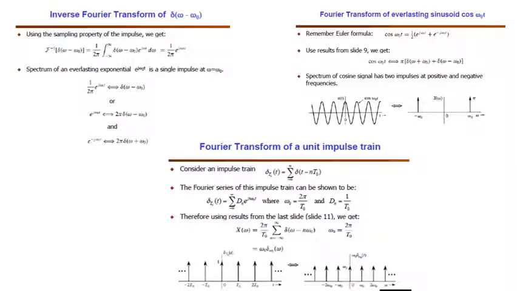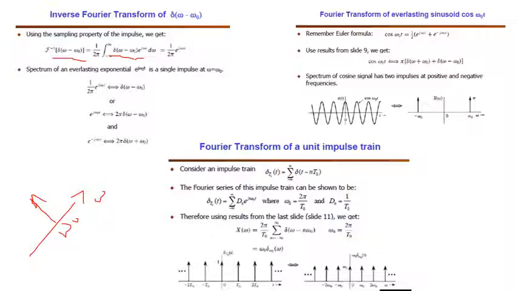Here are a few Fourier transform pairs. Suppose you want to find the inverse Fourier transform of delta of omega minus omega naught. This is an impulse in the frequency domain at the point omega naught. To find the inverse, we integrate from minus infinity to infinity this signal times e raised to the power j omega t d omega. This is defined at omega naught.